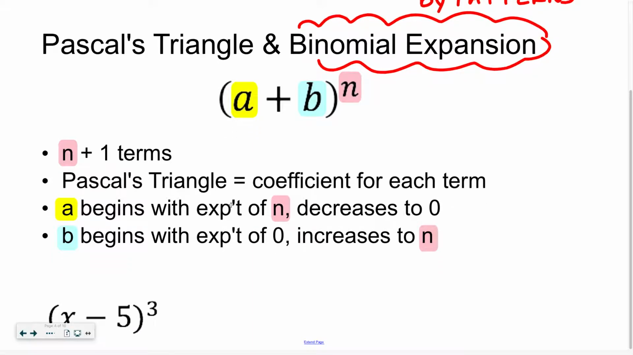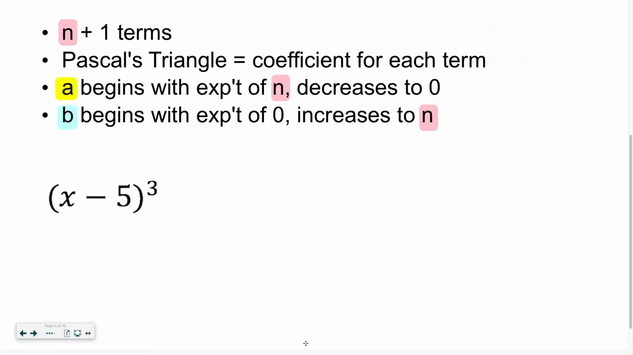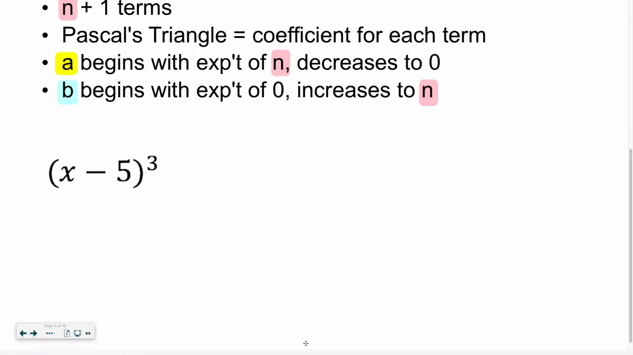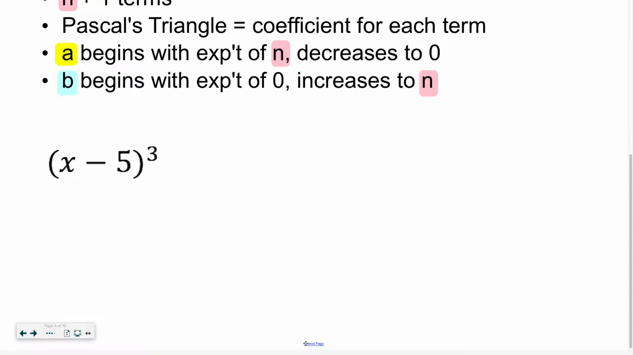Okay, so we're going to do an example here together. We're going to do x minus 5 quantity cubed. Okay, so remember, you need to figure out which row of Pascal's triangle you want. You're going to look at the power 3, the exponent, to tell you which row you want. You really want row 3 in Pascal's triangle, and remember the first row is row 0.